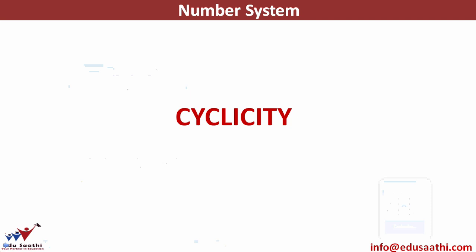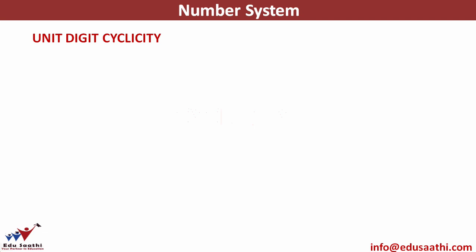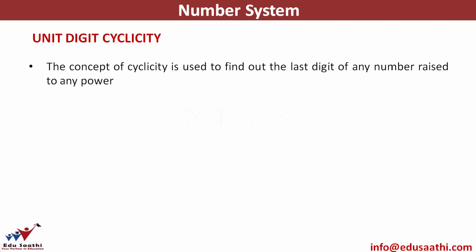Now let's discuss the concept of cyclicity. We'll first look at the case of unit digit cyclicity. The concept of cyclicity is used to find out the last digit of any number raised to any power. For example, if I have a number ABC and I raise it to the power xyz, I expand it and I find out the number, and I only have to look at the last digit of this number.